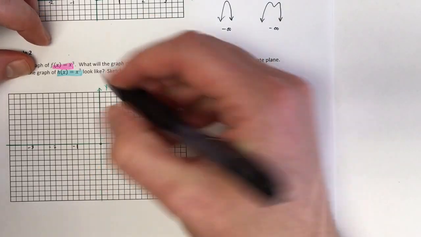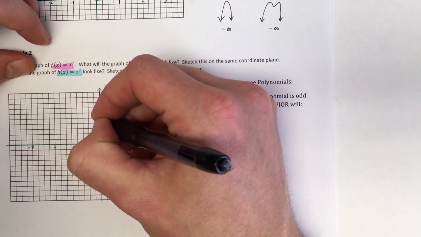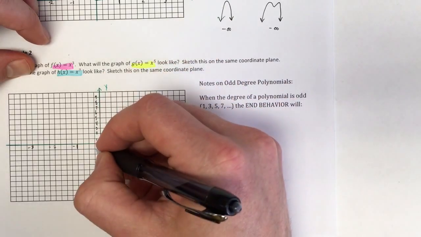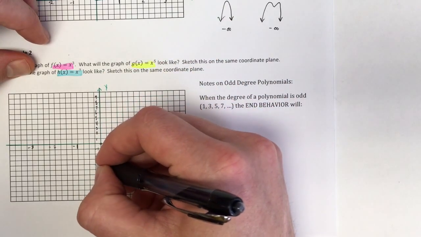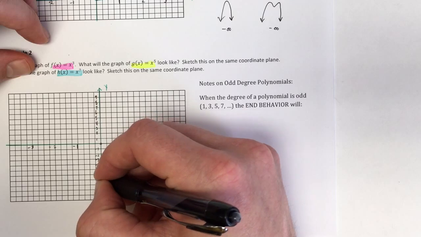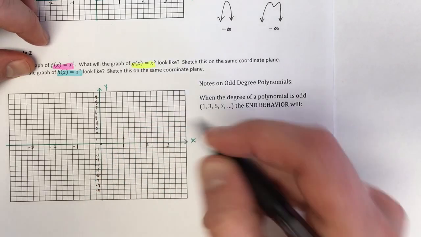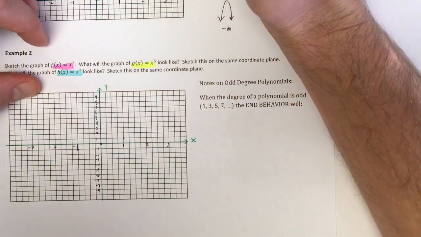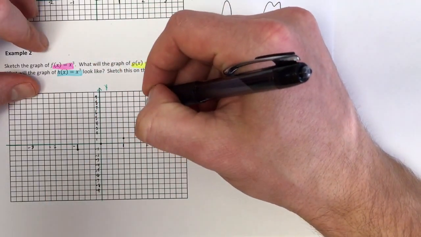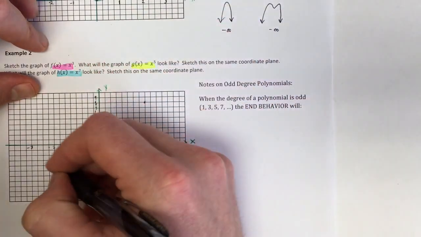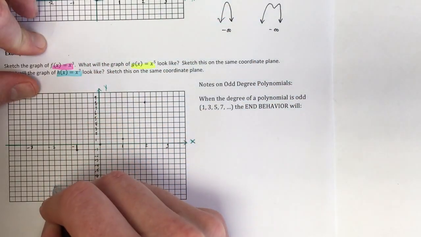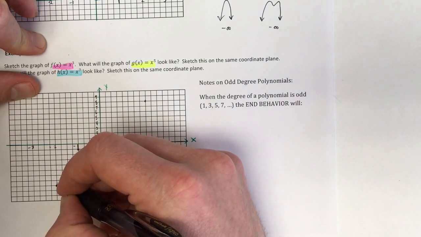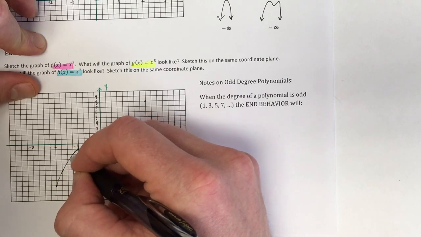At 1, it'll be equal to 1. Let's just scale this out real quick. 3, 4, 5, 6, 7, 8, 9. And the same would go down. So 0, 0, 1, 1, negative 1, negative 1, and 2, 8. And negative 2, negative 8. And so your graph gets this sort of S look to it.